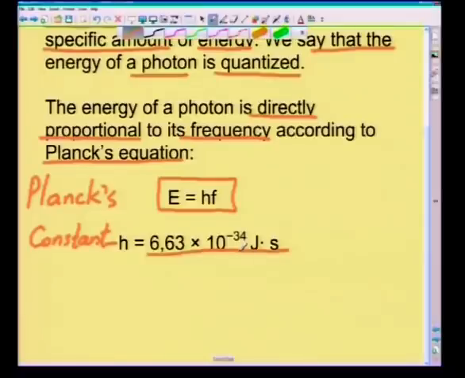That is h. So if h is a constant, it means that the amount of energy is totally dependent on the frequency. Now, this frequency could be the frequency of red light. So a photon of red light will possess that specific amount of energy, which is, of course, quantized. It is the frequency of red light, and therefore the photon of red light should carry that amount of energy. It cannot be more, it cannot be less.